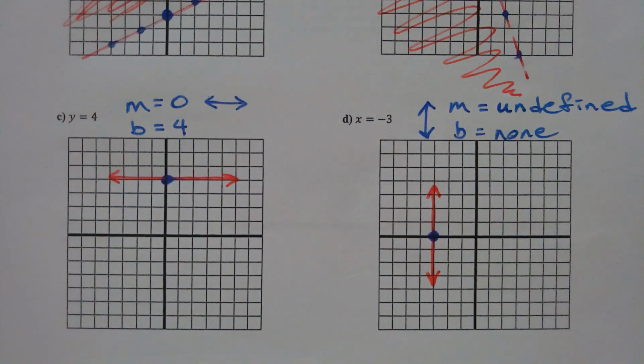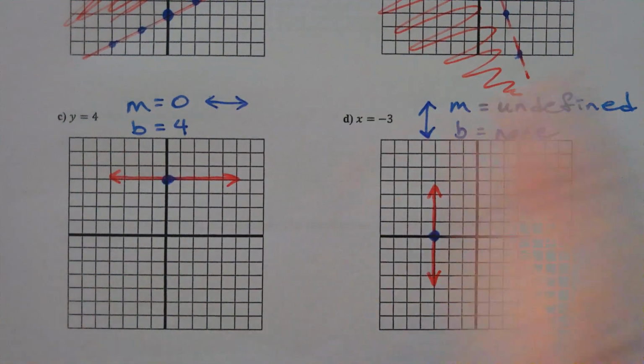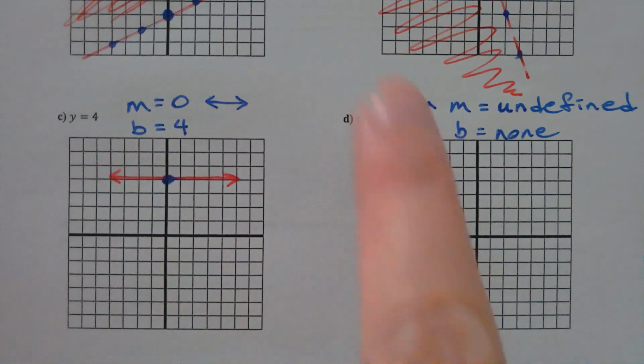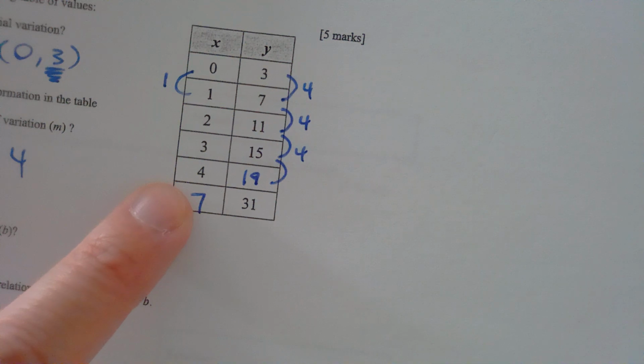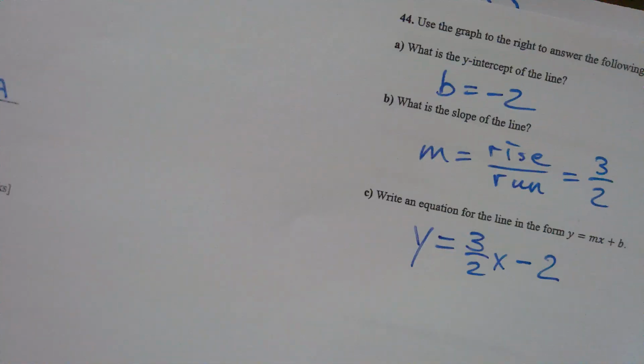Okay, so that was the homework. If you did it, that's great. It went over how to graph a line, how to get an equation from a line, how to write an equation from a table. So you know that you're going to get these types of questions on the exam.